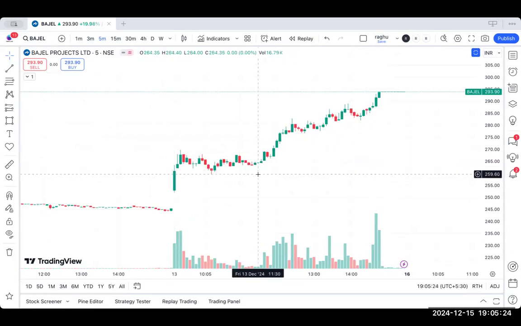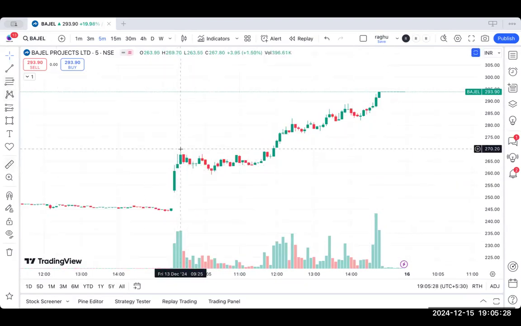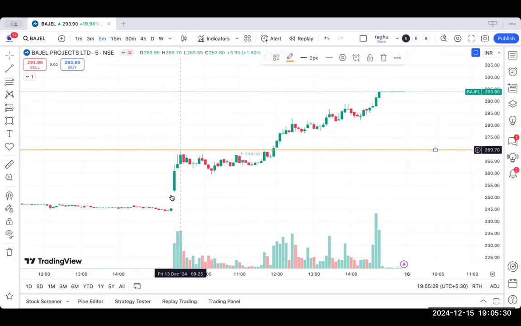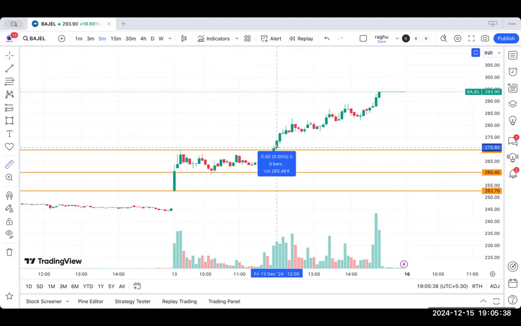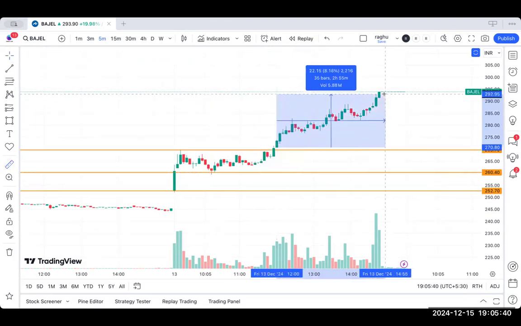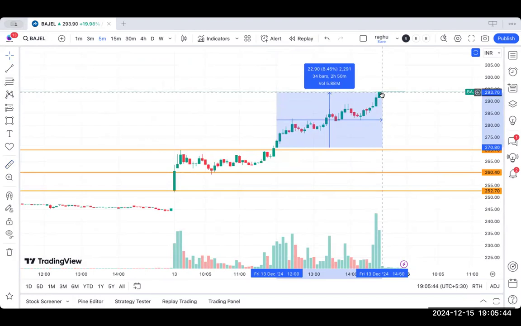One is your 5 minutes ORB. For the 5 minutes ORB, you guys know, three candles top, three candles bottom at 5 minutes. The center is your SL. When the stock gives a breakout closing above this, you can trade intraday, which is around 8% profit, which is around 22 rupees profit.